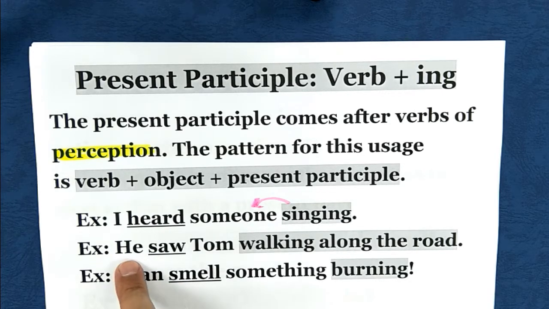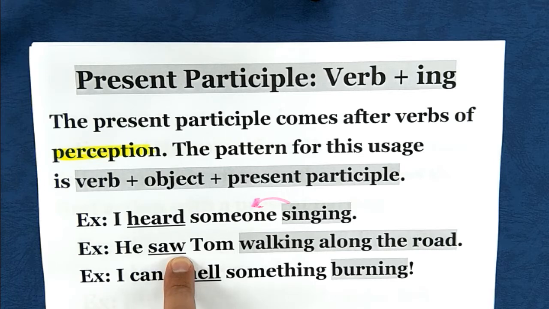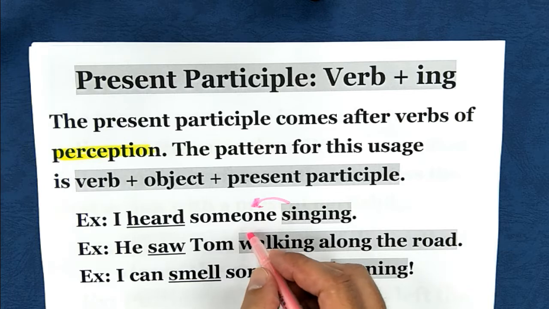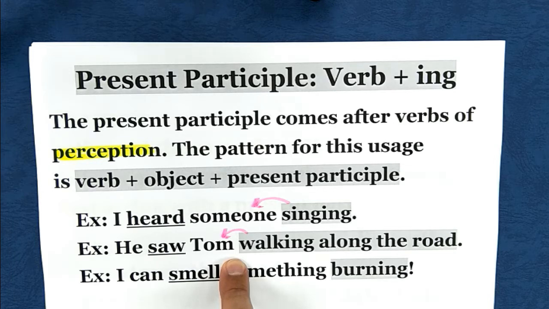Number two, example. He saw Tom walking along the road. Here is the verb of perception. Saw, see, seeing with your eyes. And here's the verb with ing. So walking, who is walking? Tom. So walking along the road describes Tom.